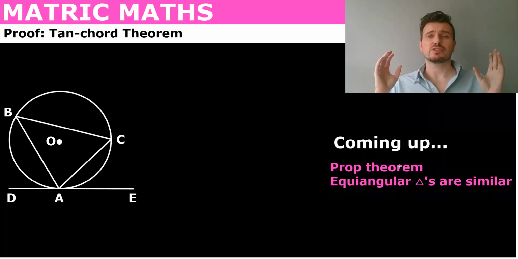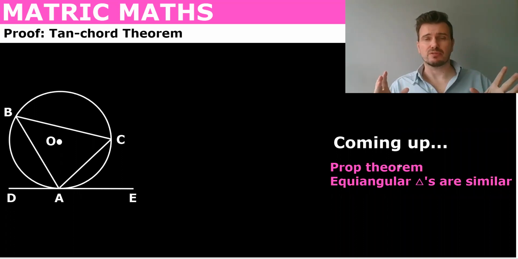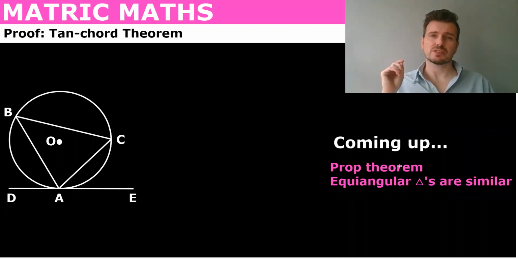Today we're going to be doing the fourth proof that you need to know for your final matric exam, which is the Tan-Chord Theorem. And the Tan-Chord Theorem is that CAE, this angle here, is equal to ABC. So this is what's sometimes called the sailboat theorem because this looks like a sailboat. All right, so what do we need to do to prove this theorem?